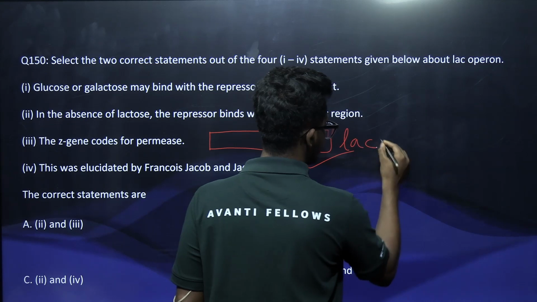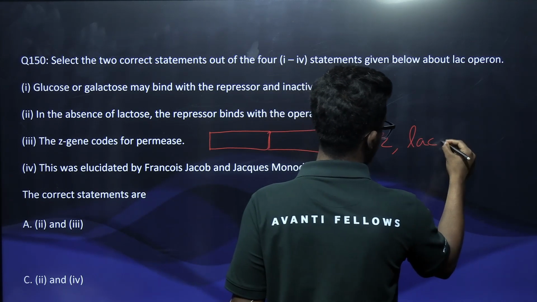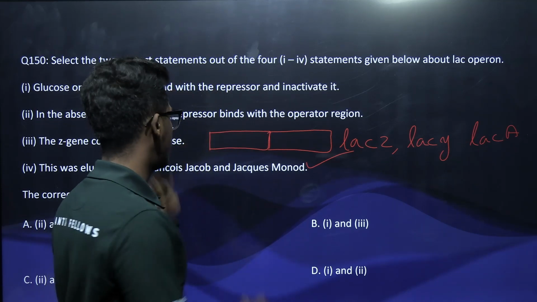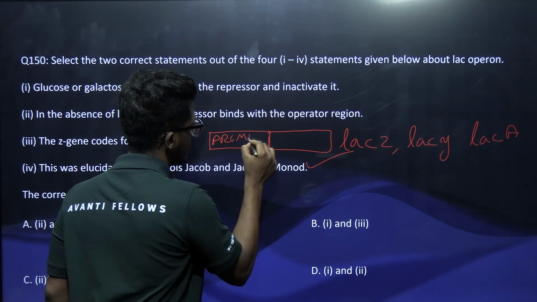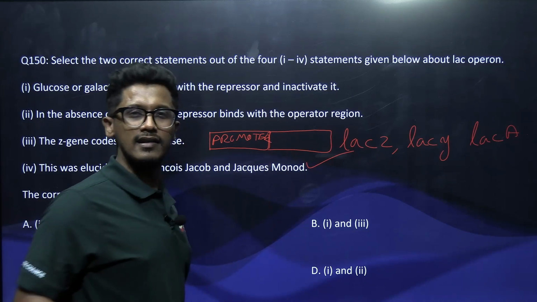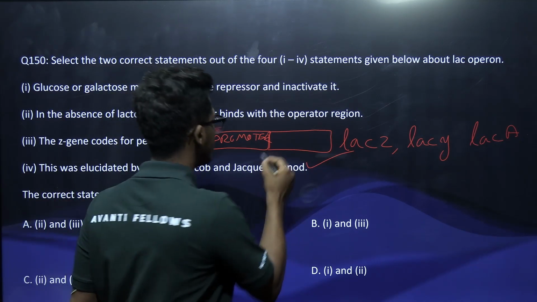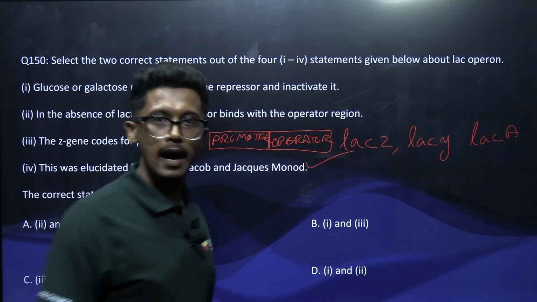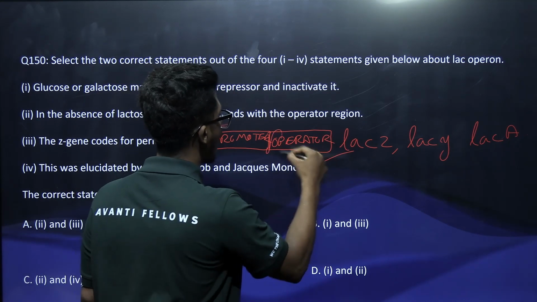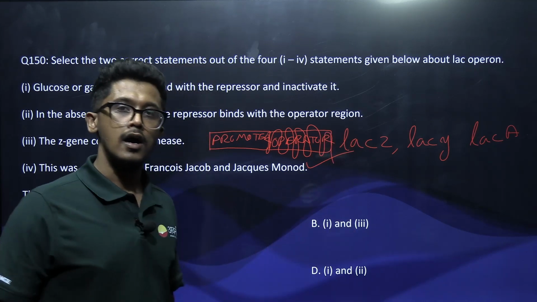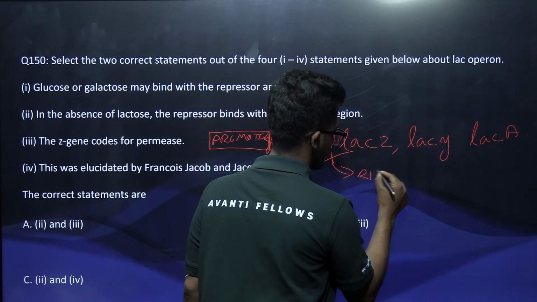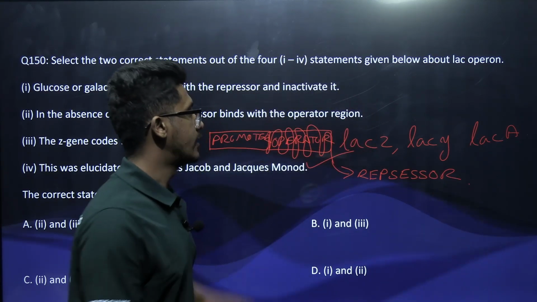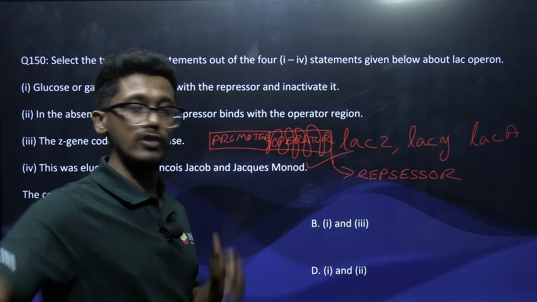We have LAC-Z, LAC-Y and LAC-A, like this. The promoter is where the whole transcription starts, and then the operator is where the regulation part will happen. Usually this operator is blocked by a sequence called the repressor sequence. Okay, this is a repressor sequence. And then you have the three genes which are sequentially arranged.